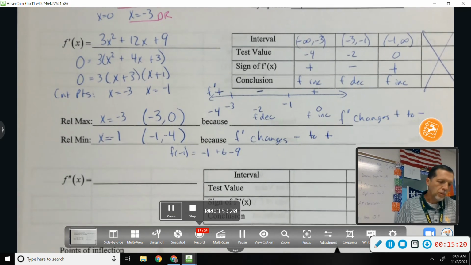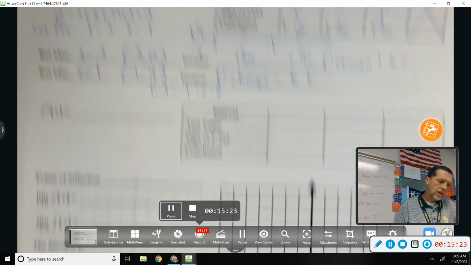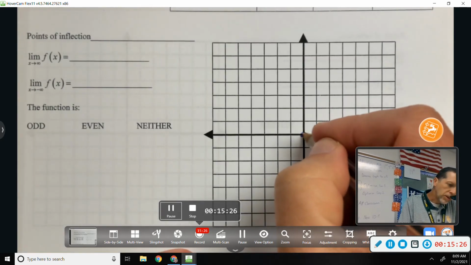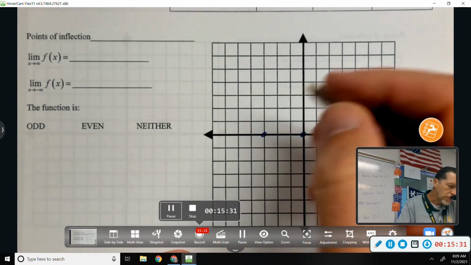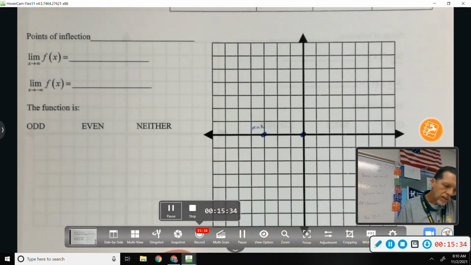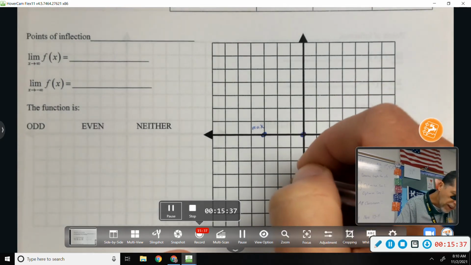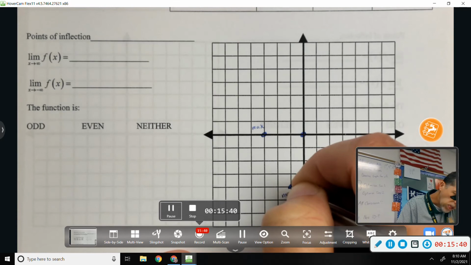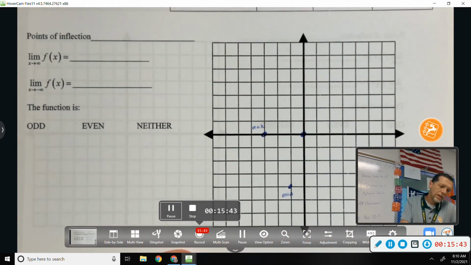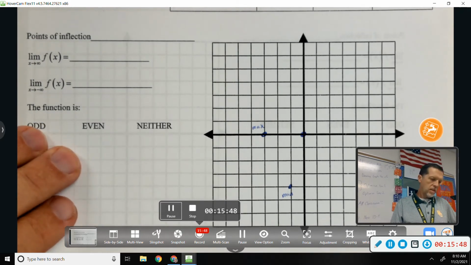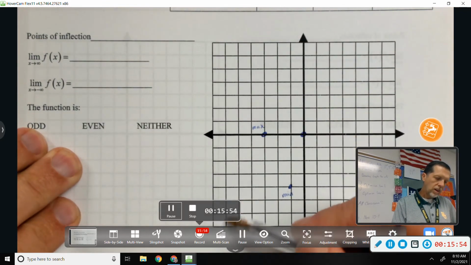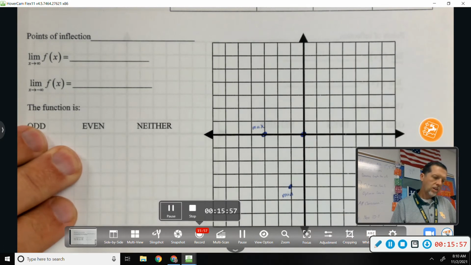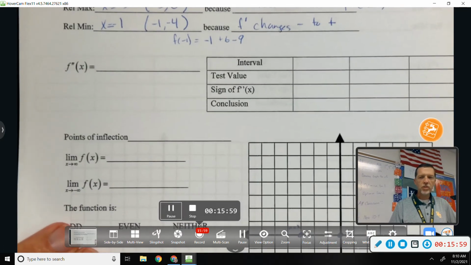I should start putting this stuff on the graph since that's where we're headed. Let's see, 0, 0 was a point. Negative 3, 0 was a point, an intercept, but also happened to be a max. And then negative 1, negative 4 is a min. I don't have to label them, but when it comes to graphing, it might be helpful. And we are increasing, decreasing, increasing. But I want to do concavity to get my picture better here.